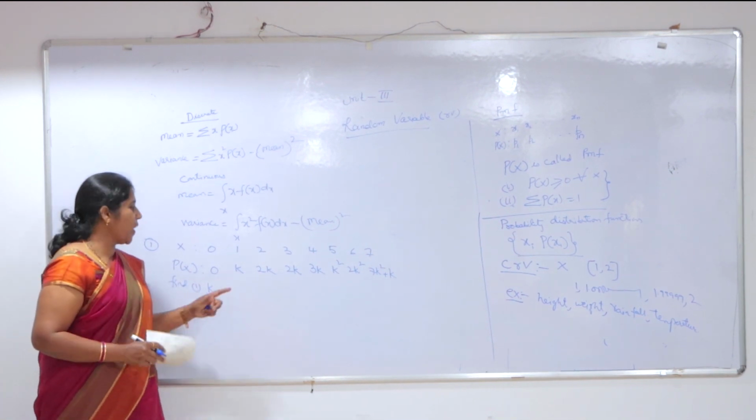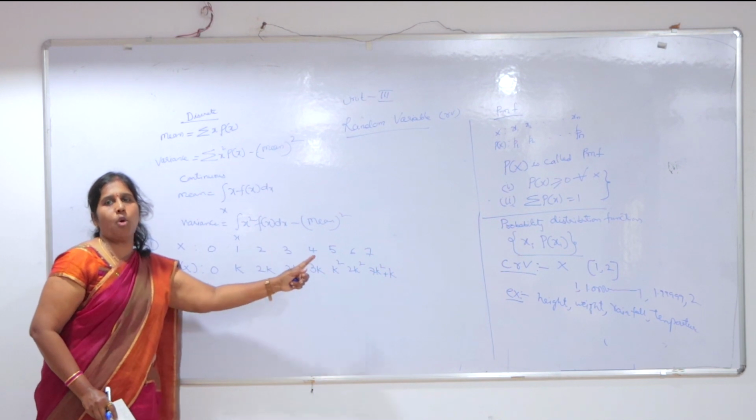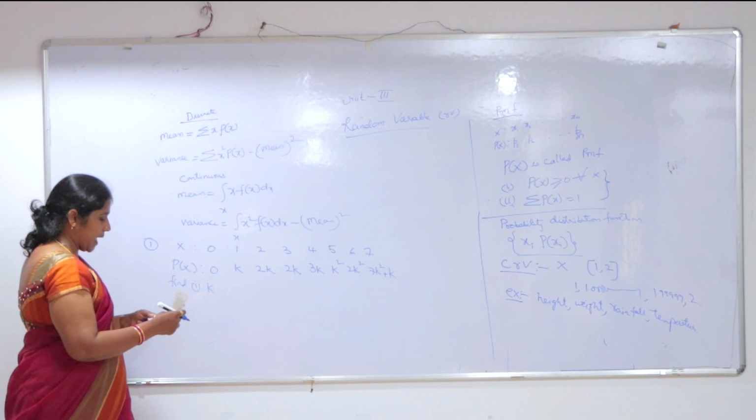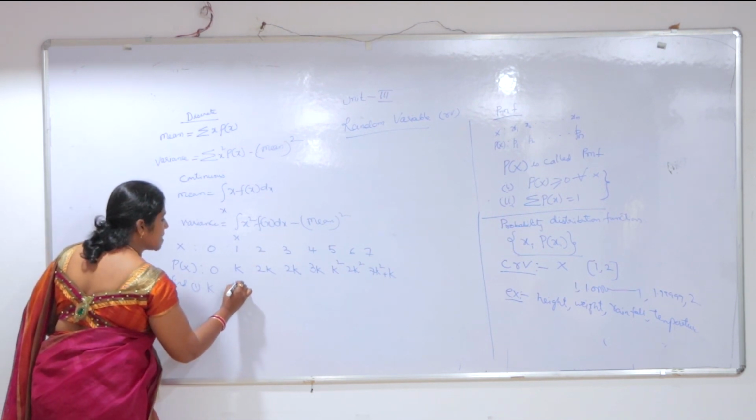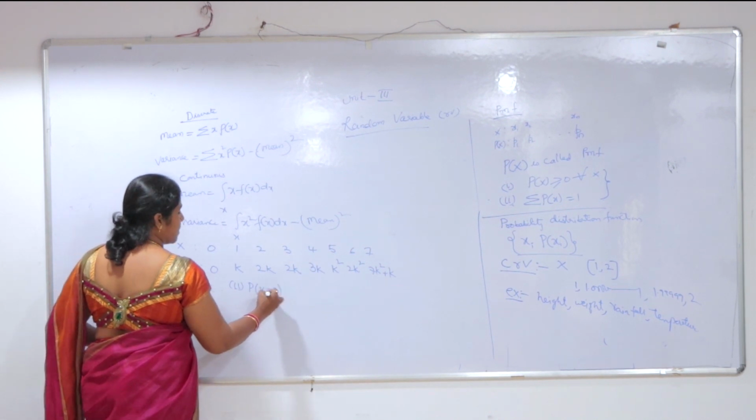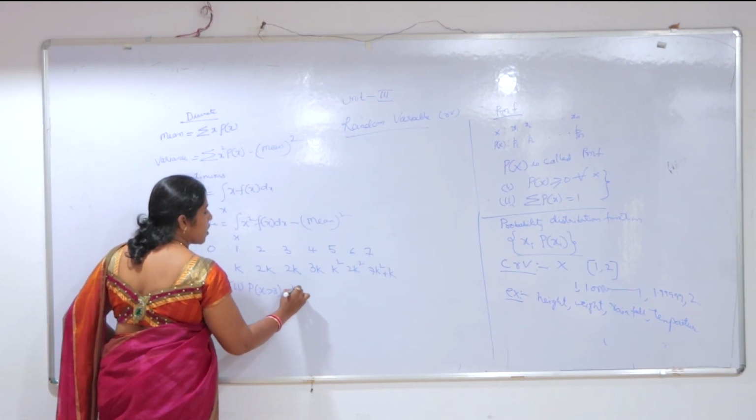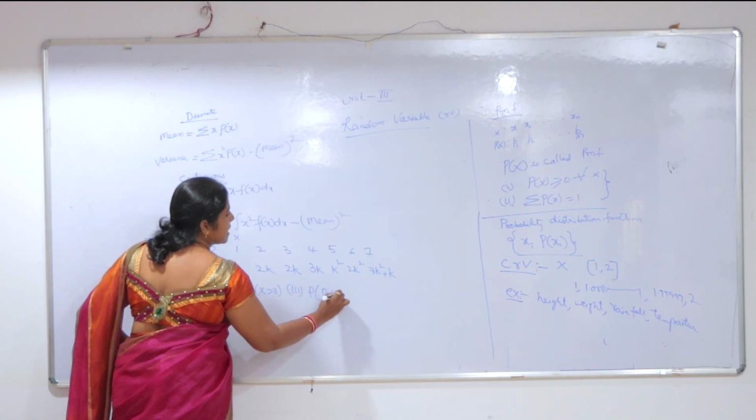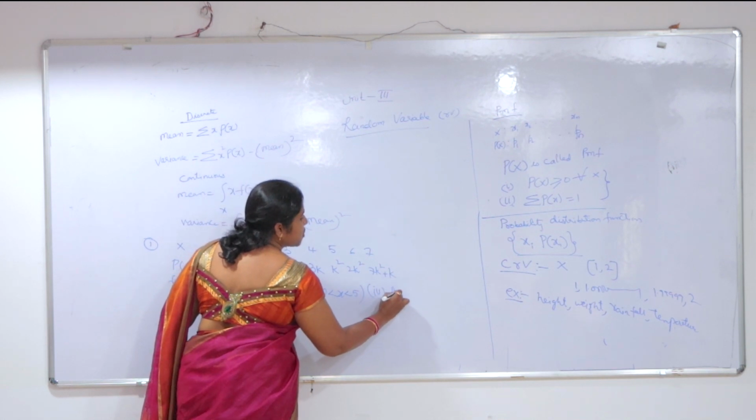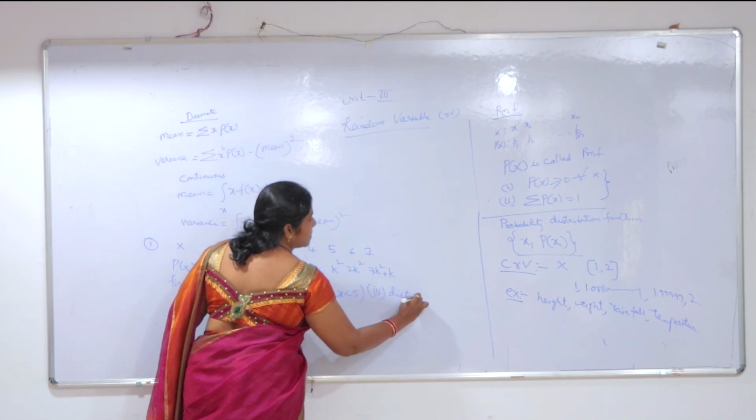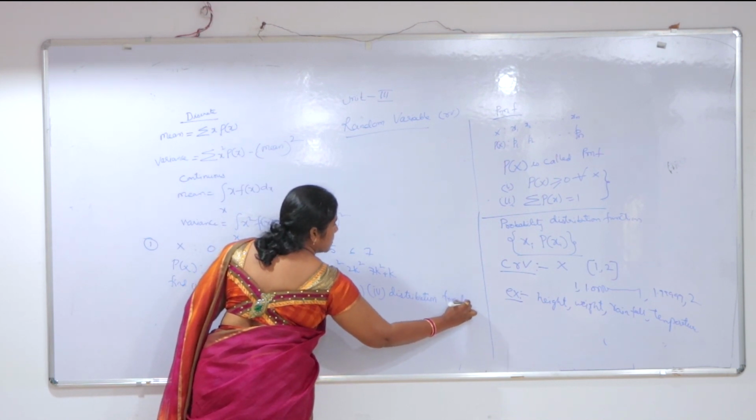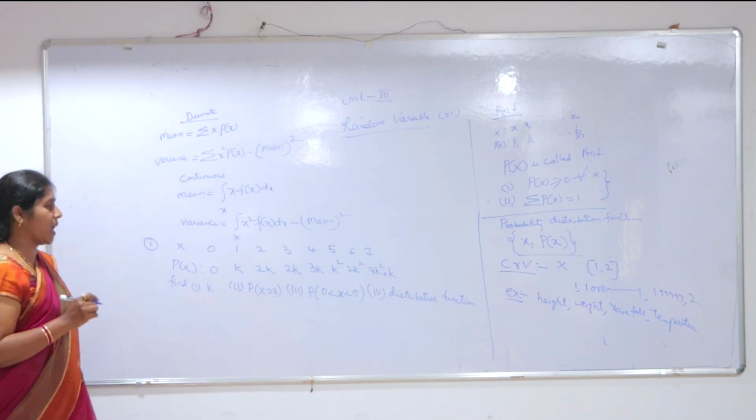Now what you have to do is first find the k value. So how to find this k value? Total probability is equal to 1. If you add all probabilities, you get the value of your k. The second bit you need to find out is probability of x greater than 3. The third bit is probability of 0 less than x less than 5. And the fourth bit is find the distribution function.